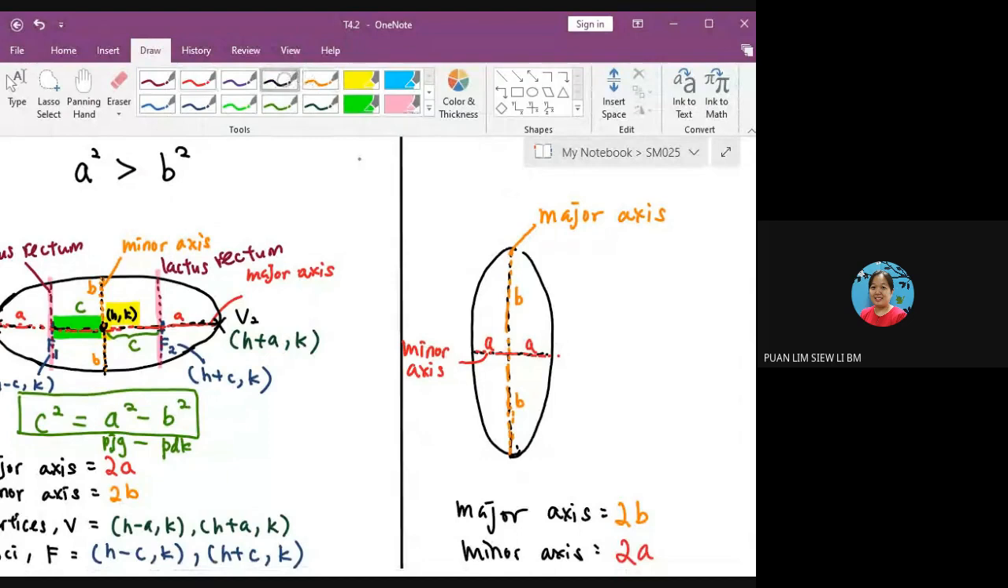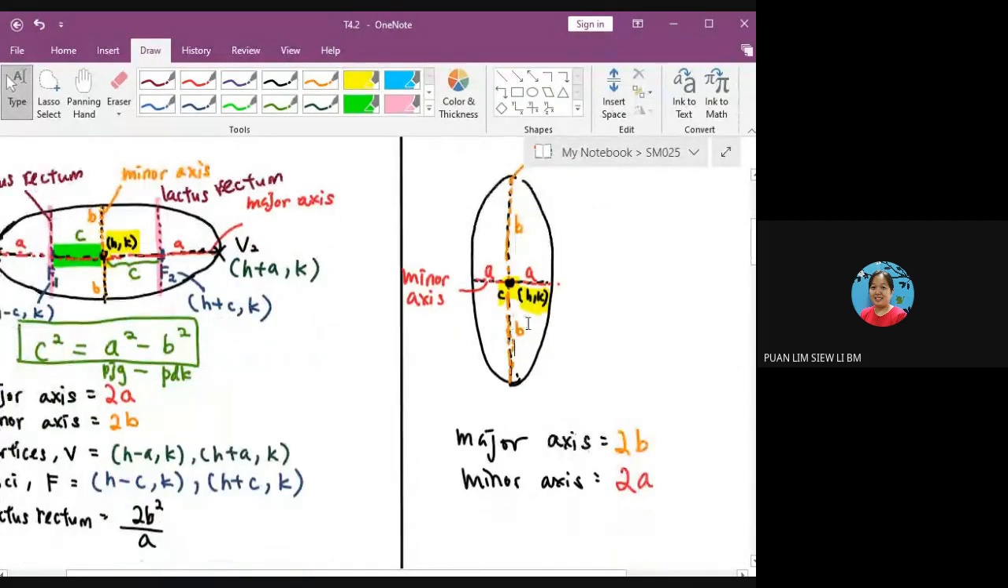So then we use our center HK. So this is our center HK. Everything we will start with center HK, then we can find our vertices and foci. Okay, so the third things we can find here is vertices.